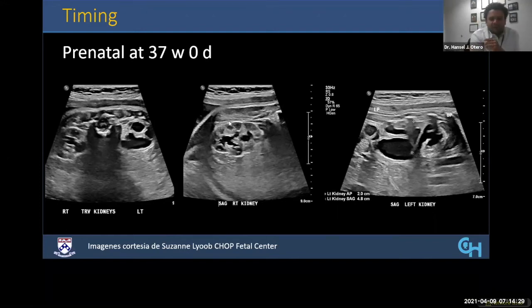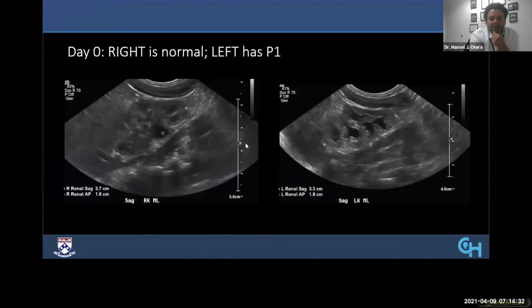Baby is born, and day 0 we decide to image. Day 0, the right kidney is completely normal. You see 0, no dilatation. The left kidney has P1, just a little bit of central calyceal dilatation. That's it. So if you do your risk analysis at day 0, you are, again, giving them a normal right and a low risk left.